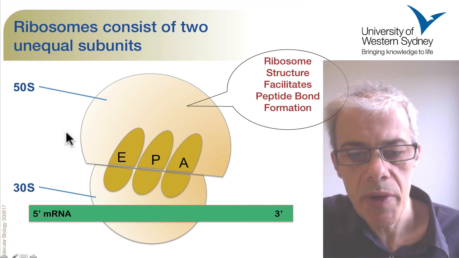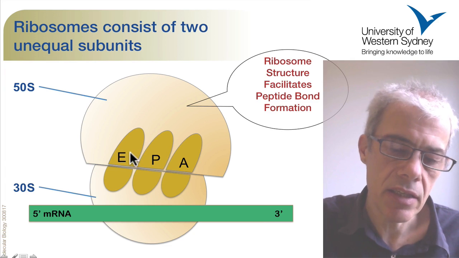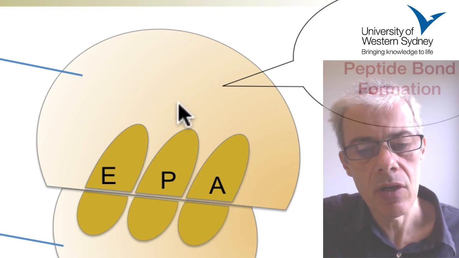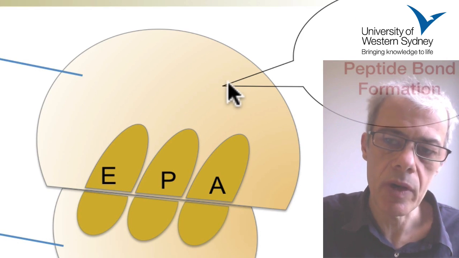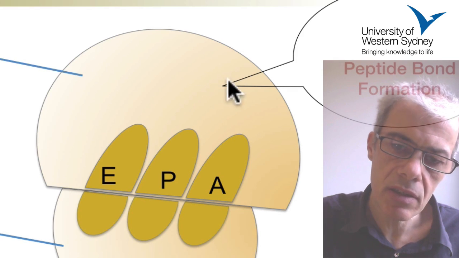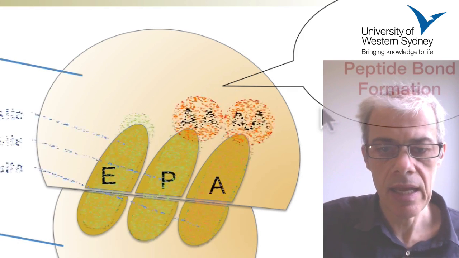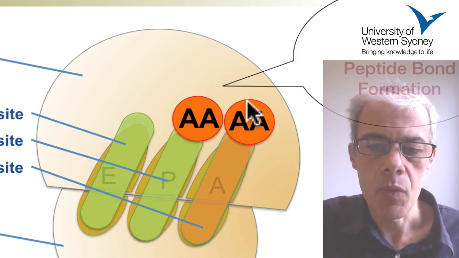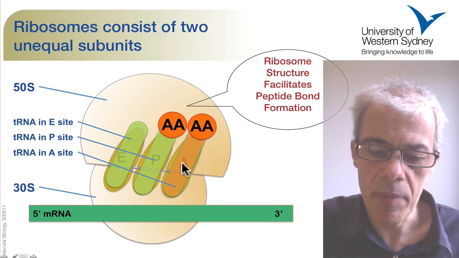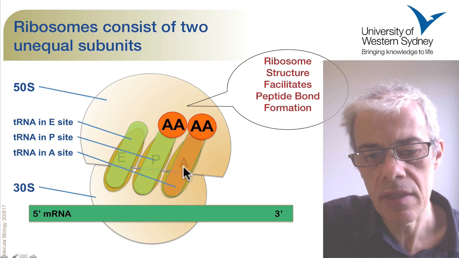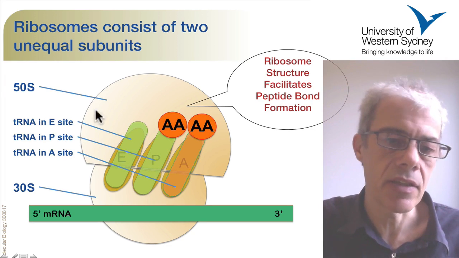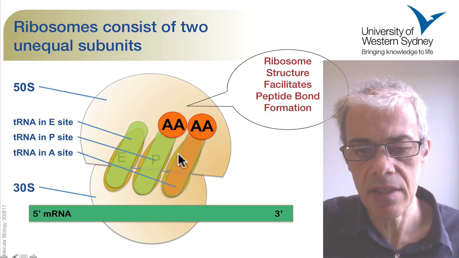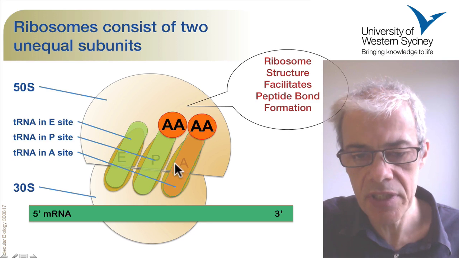So here's a diagram showing the A site, P site, and E site of the ribosome. Recall that the 50S component of the ribosome has the peptide bond formation activity, and effectively during the process of elongation we have these sites occupied. So each amino acid comes in the A site, it then moves into the P site, and then it exits from the E site, and the process of peptide bond formation occurs as these transfer RNAs are positioned within the ribosome.